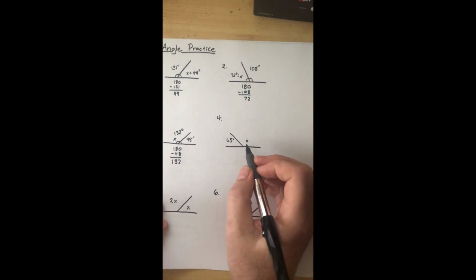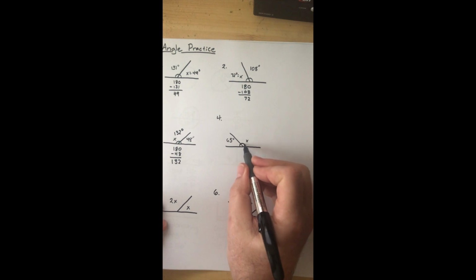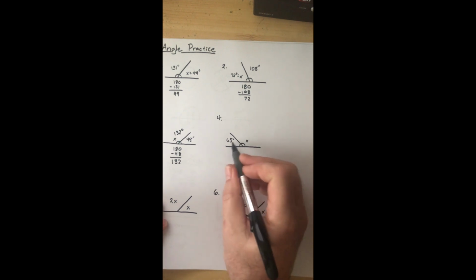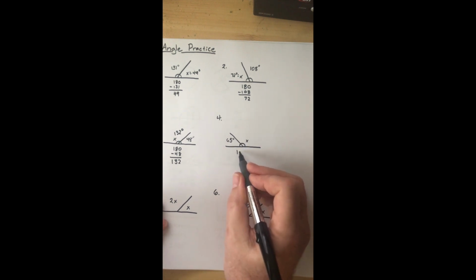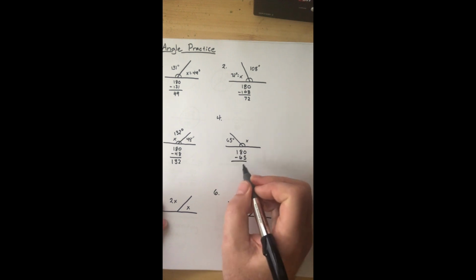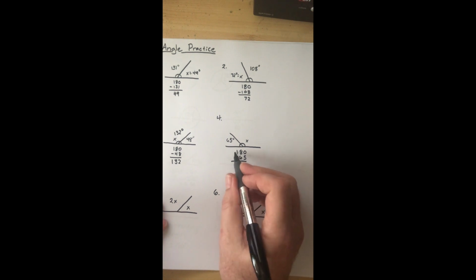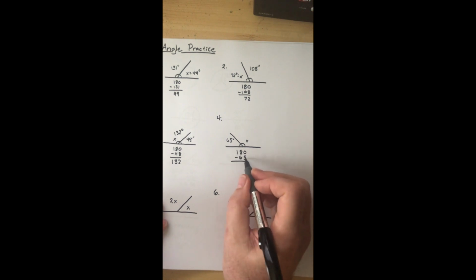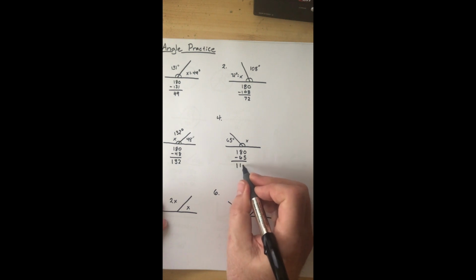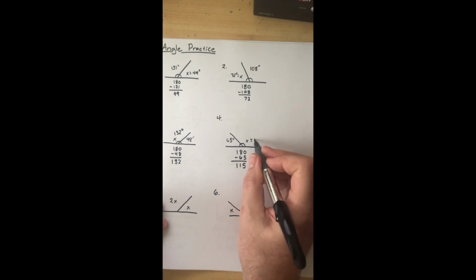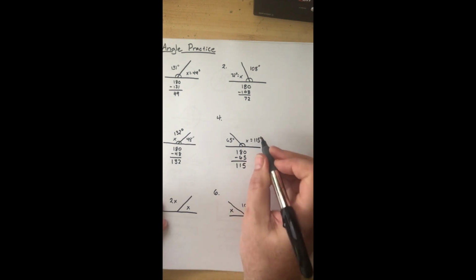Number 4, here's another half circle, 180 supplementary pair. I've got 180 minus 65. I'll do that same subtraction thing. 180 minus 60, that's 18 minus 6, is 120. 120 minus 5 more is 115. So x is 115 degrees.